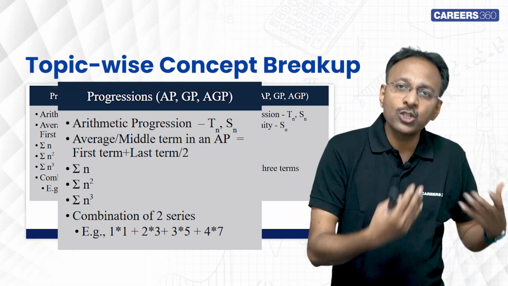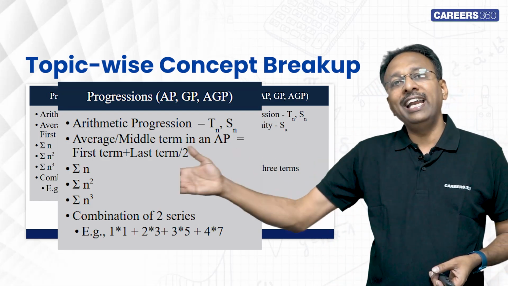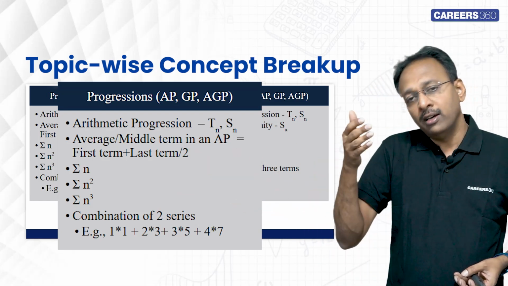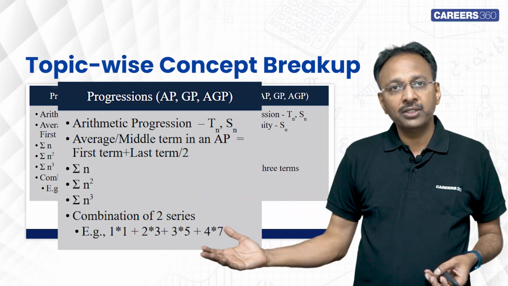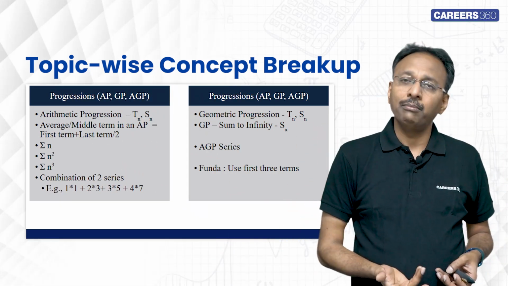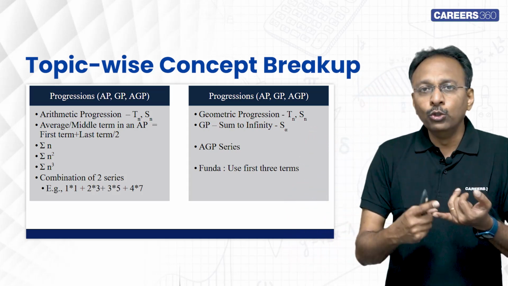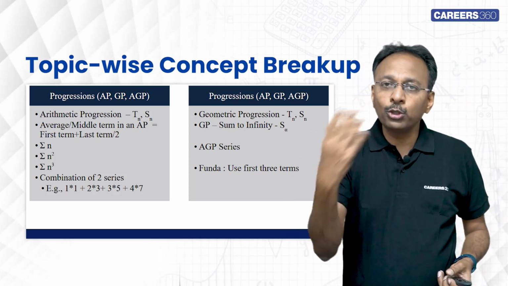Or sigma of n square, or sigma of n cube. That is the sum of squares of all n natural numbers, or the sum of cubes of n natural numbers. Simple formulae. If you remember those formulae, you will not waste too much time. Similarly, in arithmetic progression, you have only 2, that is the nth term and the sum to n terms.